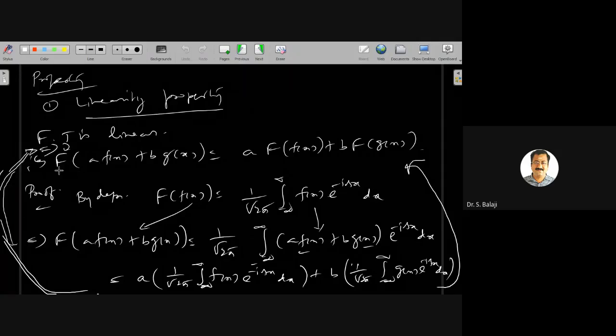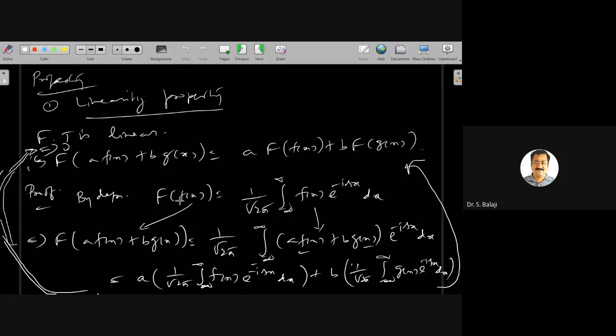That is, the Fourier transform of a into f of x plus b into g of x, where a and b are constants, is equal to a into the Fourier transform of f of x plus b into the Fourier transform of g of x. We can take constants outside, and similarly you can split the summation. The proof is very obvious because it is addition only, we are just splitting.